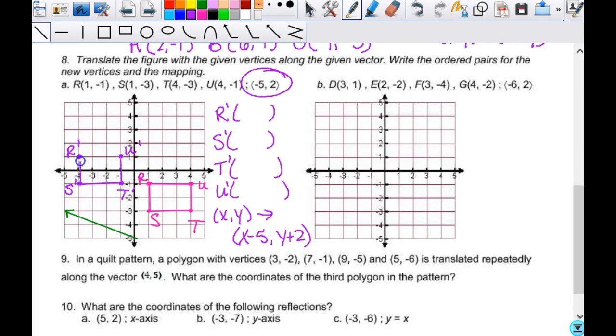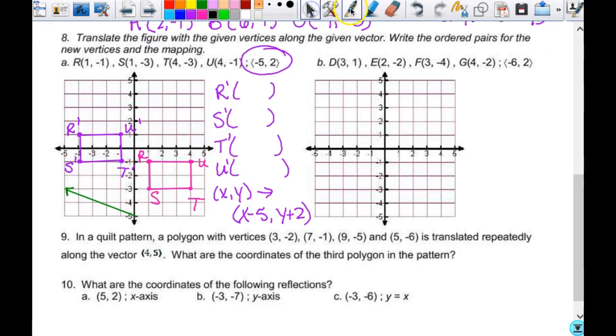Okay, then connect my dots there. So there are my ordered pairs. I can get the points off of my graph, or I can just go ahead and do this mapping. So for R, if I do 1 minus 5, that's negative 4. Negative 1 plus 2 is 1. That's where I am, negative 4, 1. S prime would be negative 4, negative 1. T prime would be negative 1, negative 1. U prime would be negative 1, 1.